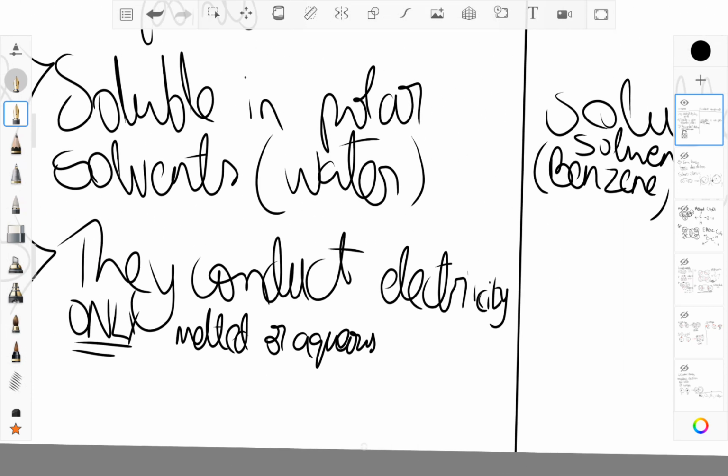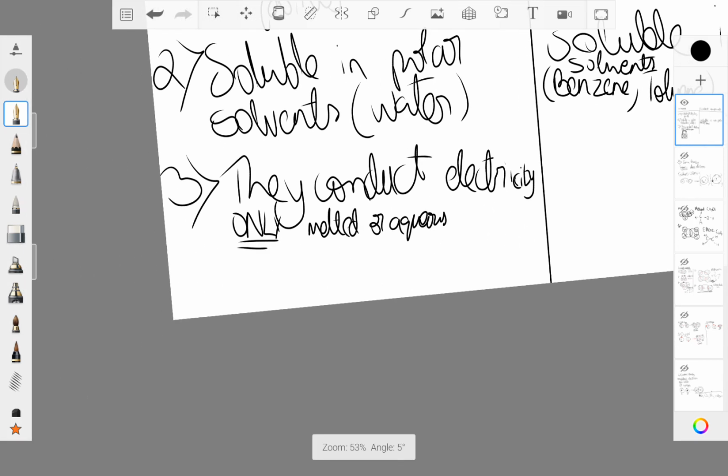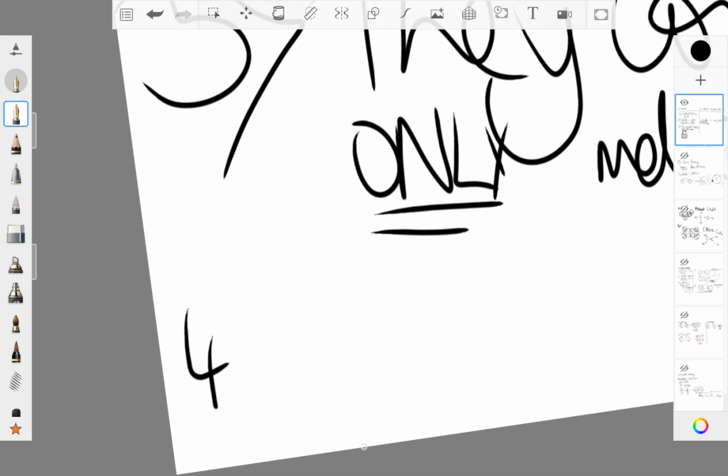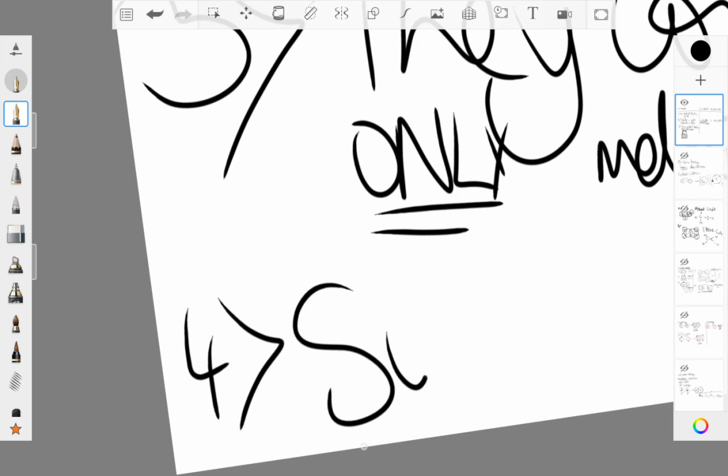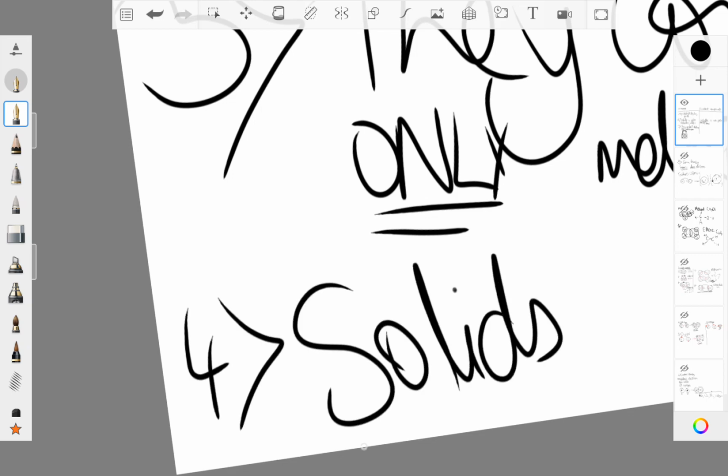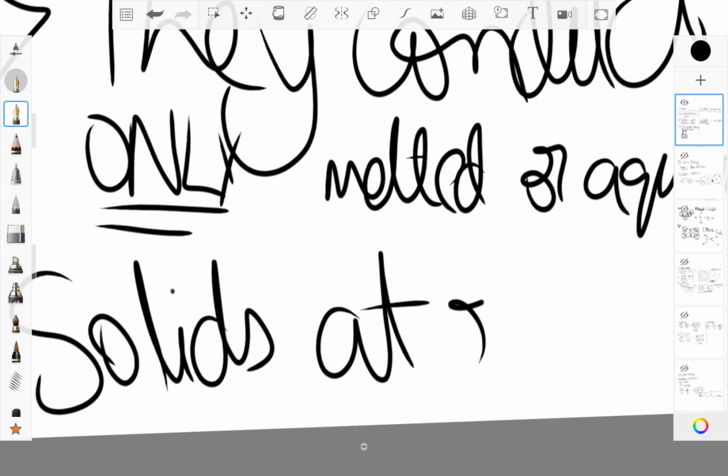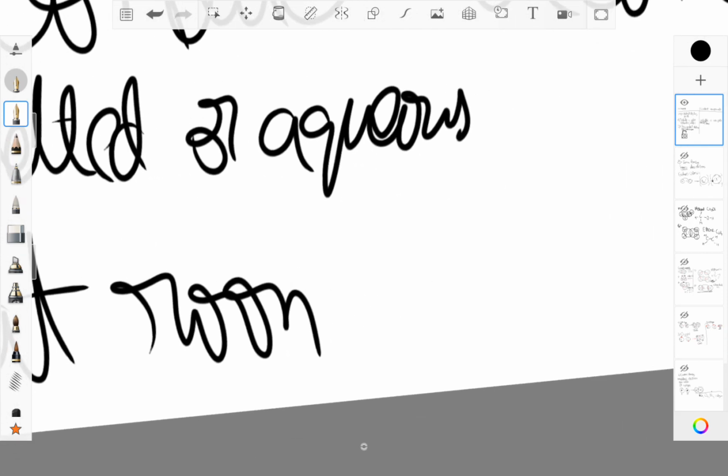They're solids at room temperature, but they don't conduct electricity at room temperature. But when you melt them or when you make a solution using them, the ions in the ionic compounds become free to move, and so they are able to conduct charges. And I mentioned the fifth property here, or the fourth property. They're solids at room temp.